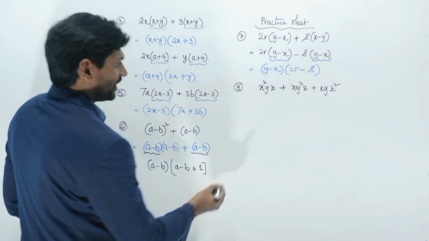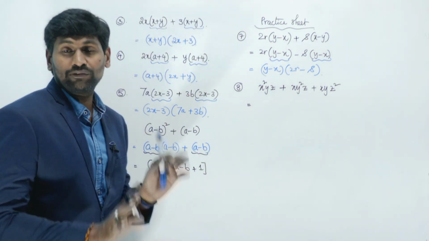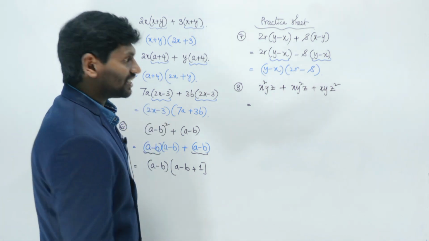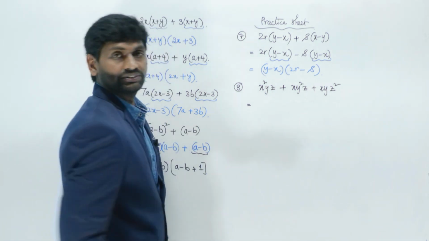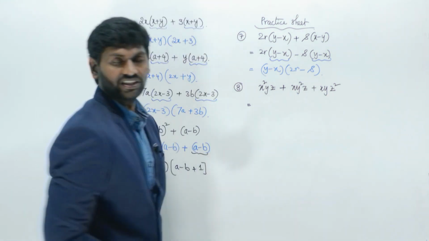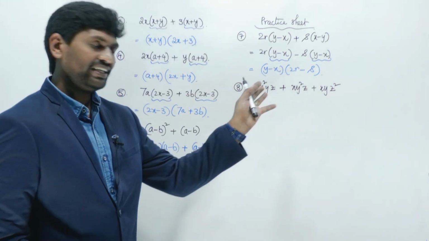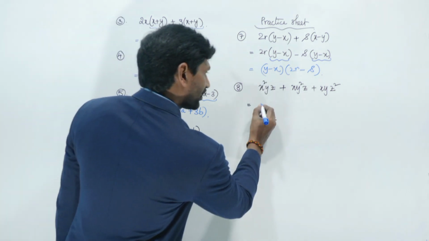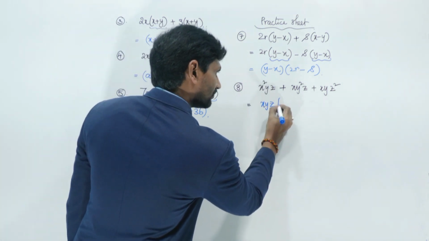Or directly you can identify what letters are involved here. What are the letters here? X, Y, Z, 3 letters. In the second term also X, Y, Z. Third term also X, Y, Z. All are containing X, Y, Z only. So I am going to take x, y, z as common.